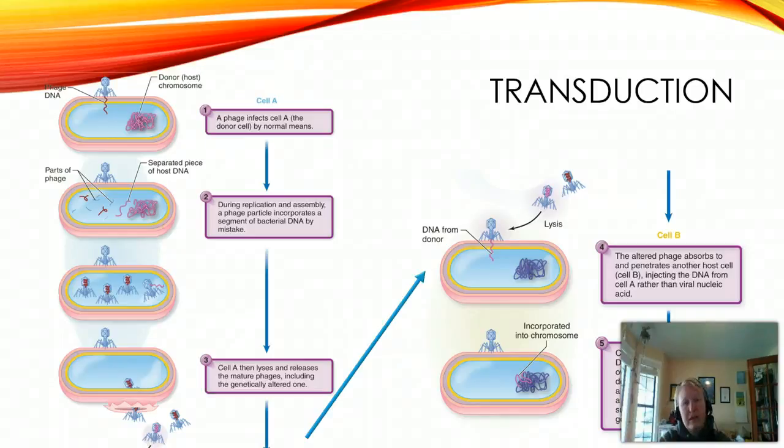So let's review these again. Conjugation, they touch, they share a plasmid across a pilus or a channel. Then we have transformation, where DNA fragments are taken up by the recipient cell. And then we have transduction, where information is passed via defective bacteriophages. So make sure you understand those three components.